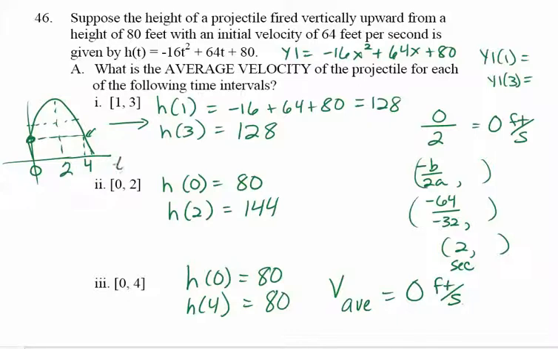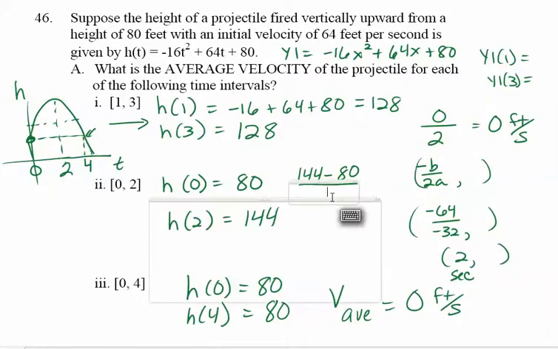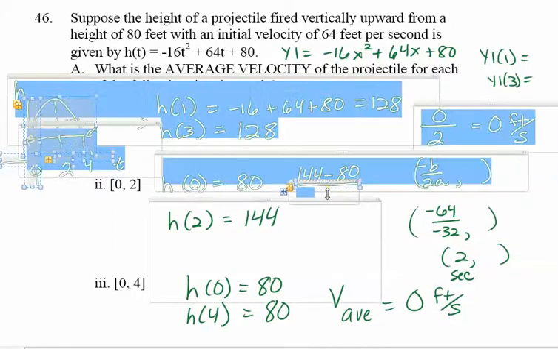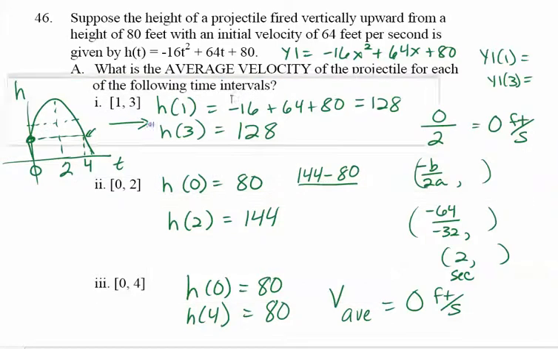But because it ends right back where it started, remember, the object is traveling straight up and straight down. This is our graph over time. So the object itself is traveling straight up and straight down. So part 2 is the only one where we get an interesting answer. So our elapsed height and our elapsed time, 2 minus 0. So we would come up with 32 feet per second for our average velocity for part 2.